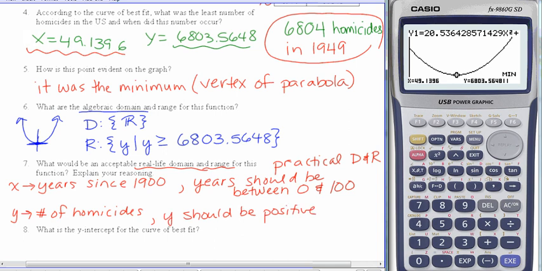Technically, we could have no homicides, but it could go up from there. We could have lots. All right, number 8 says, what is the y-intercept for the curve of best fit?